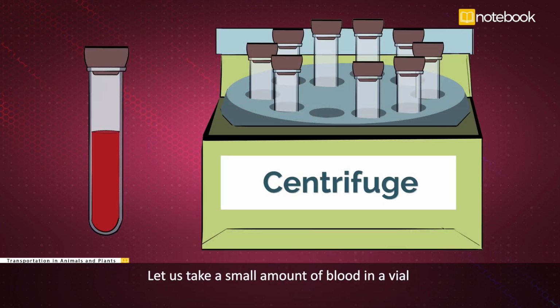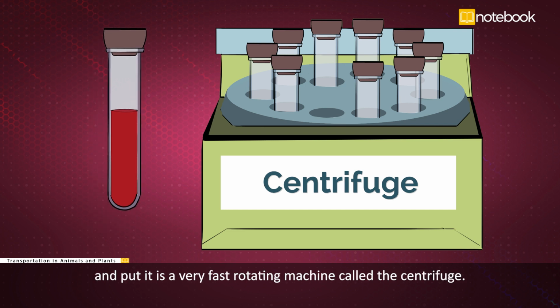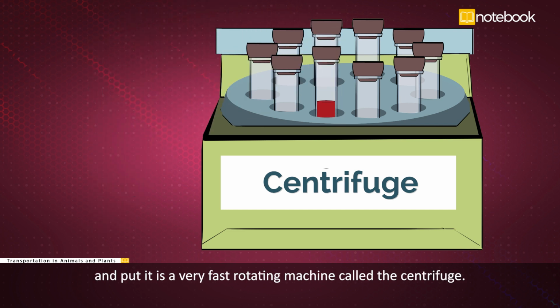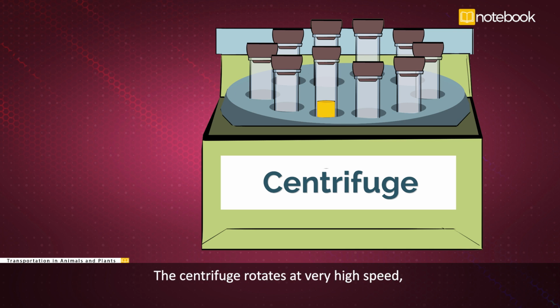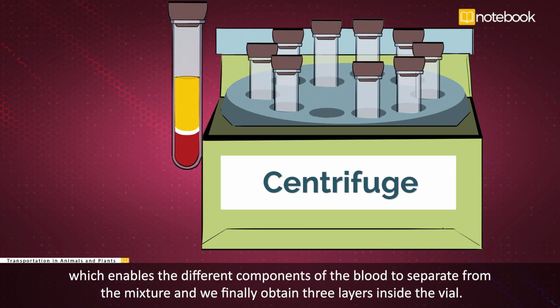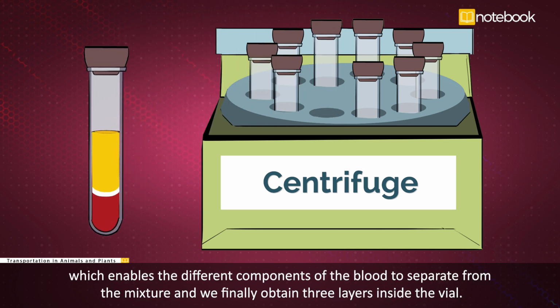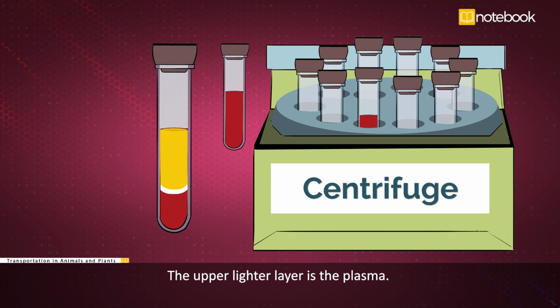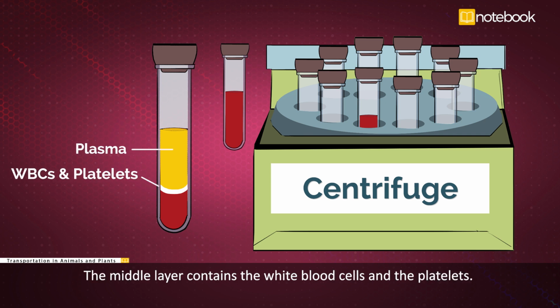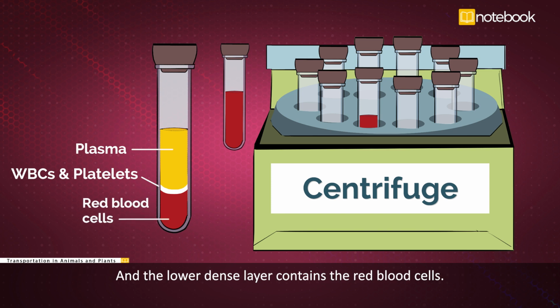Let us take a small amount of blood in a vial and put it in a very fast rotating machine called the centrifuge. The centrifuge rotates at very high speed, which enables the different components of the blood to separate from the mixture, and we finally obtain 3 layers inside the vial. The upper lighter layer is the plasma. The middle layer contains the white blood cells and the platelets, and the lower dense layer contains the red blood cells.